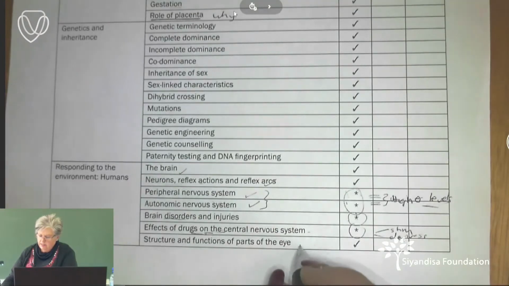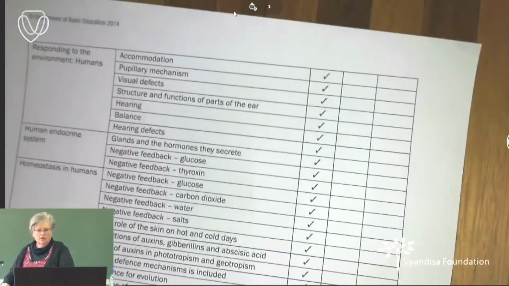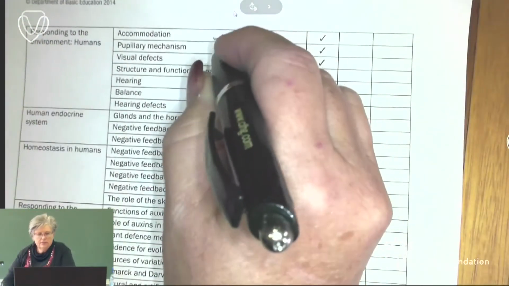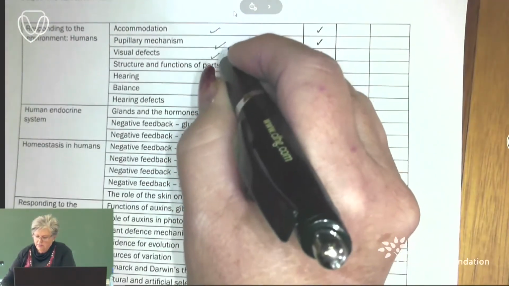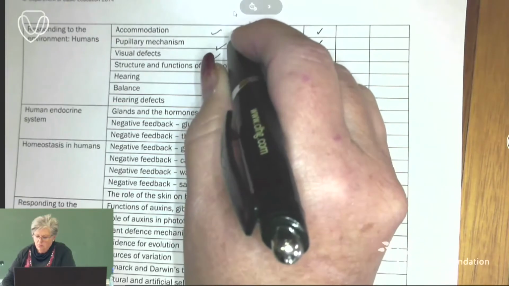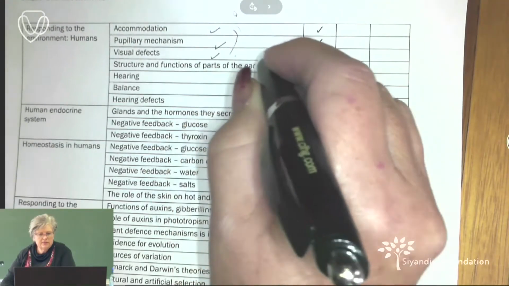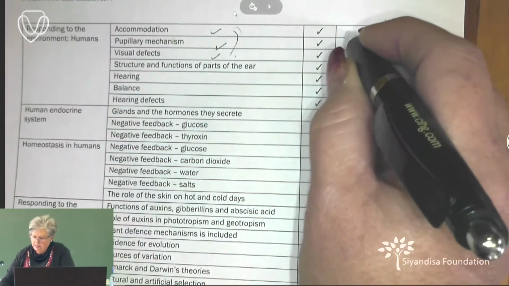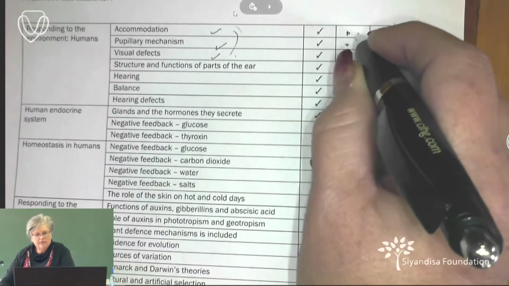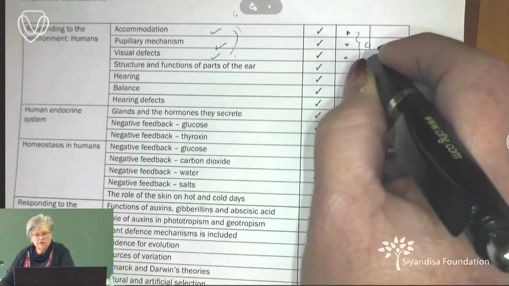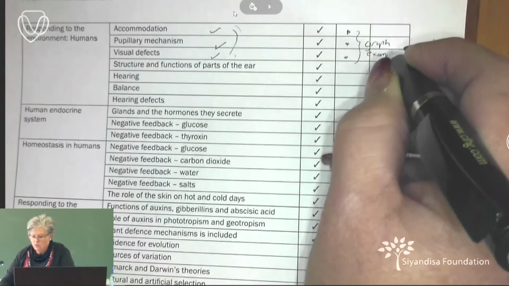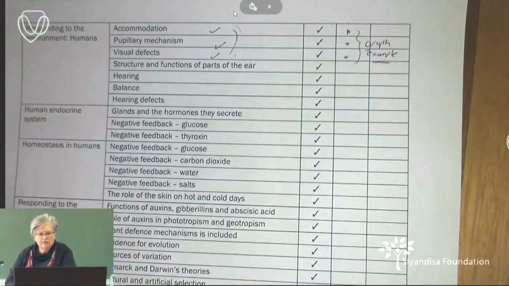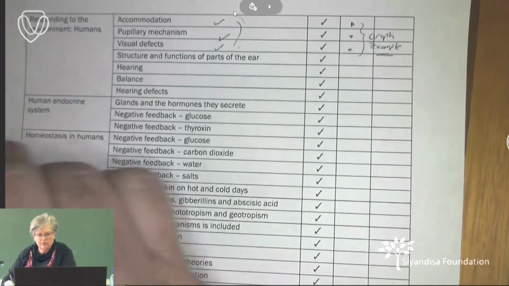Then we must know the structure and function of the eye. We must know accommodation. We must know pupillary mechanism. Now, visual defects. Usually, visual defects is combined with one of these, or can be separate, but it is here in accommodation, pupillary mechanism. The moment that examiners ask this with a graph or an example, it makes it more difficult, and that is where we will cover the higher cognitive skills in the question papers.